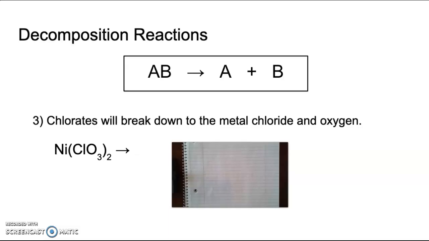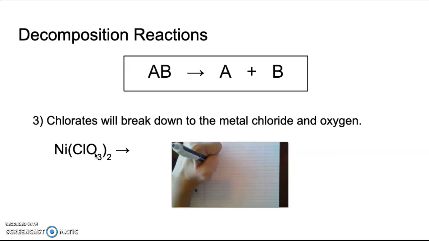Rule number 3 is that chlorates will break down to the metal chloride plus oxygen. All right, so chlorate, remember the polyatomic ion is ClO3 with a -1 charge. So anytime you see this group ClO3, that's a chlorate. And the decomposition will be the metal chloride and oxygen. So our metal here is nickel. Chloride means it's going to be paired with chlorine. And then our other product is going to be oxygen. And because oxygen is one of those diatomic elements, it's always going to be O2. So we're going to figure out the products and then balance the reaction.